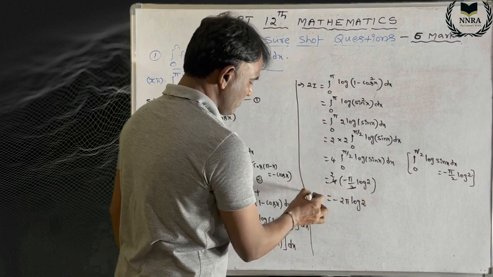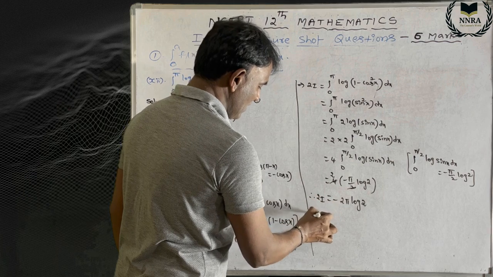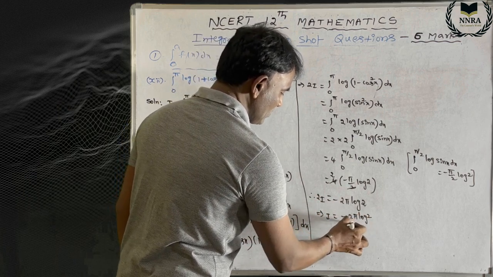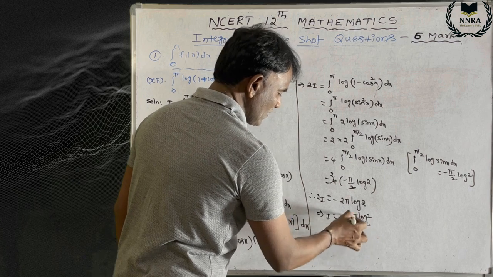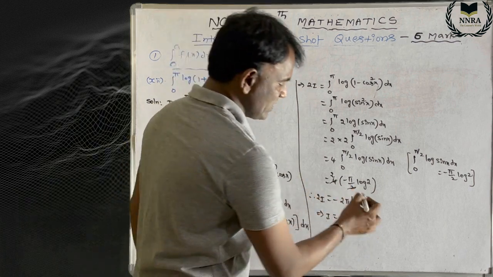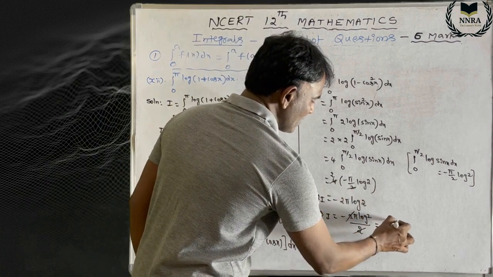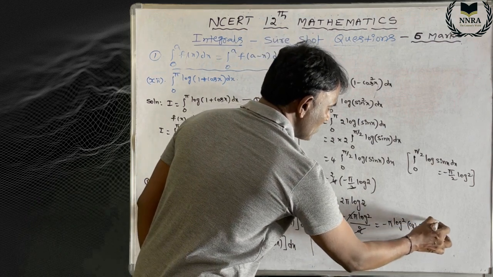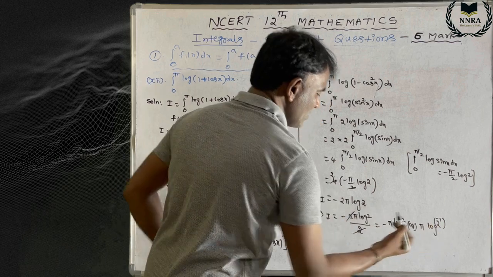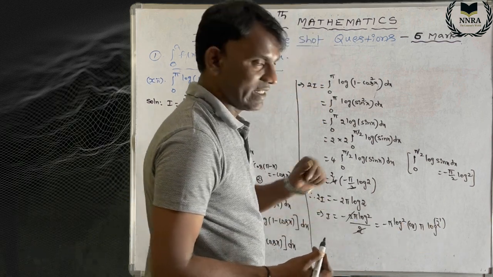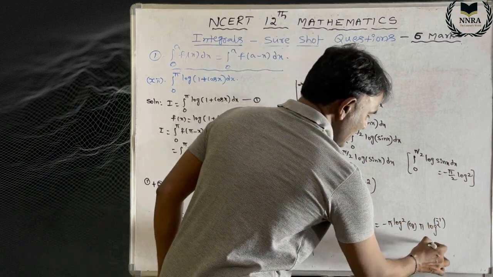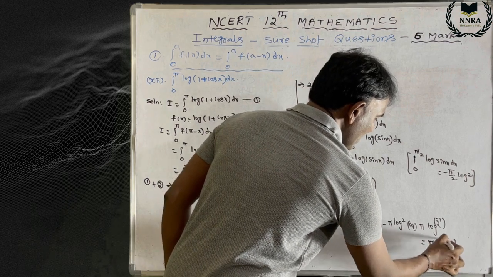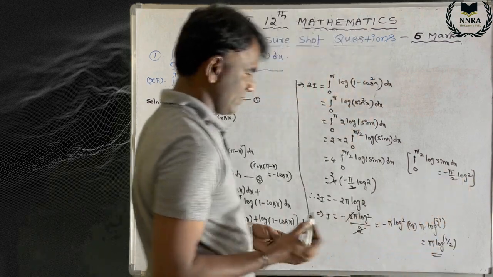So actually this is the value of 2I, but we want the I value, na? Then minus 2 pi log 2 divided by 2, cancelled. Then what is the remaining value? Minus pi into log 2. The same value can be written as pi into log 2 power of minus 1, like m log a, okay? And this can be written as pi and log of 2 power minus 1, which means 1 by 2. So this is the answer.